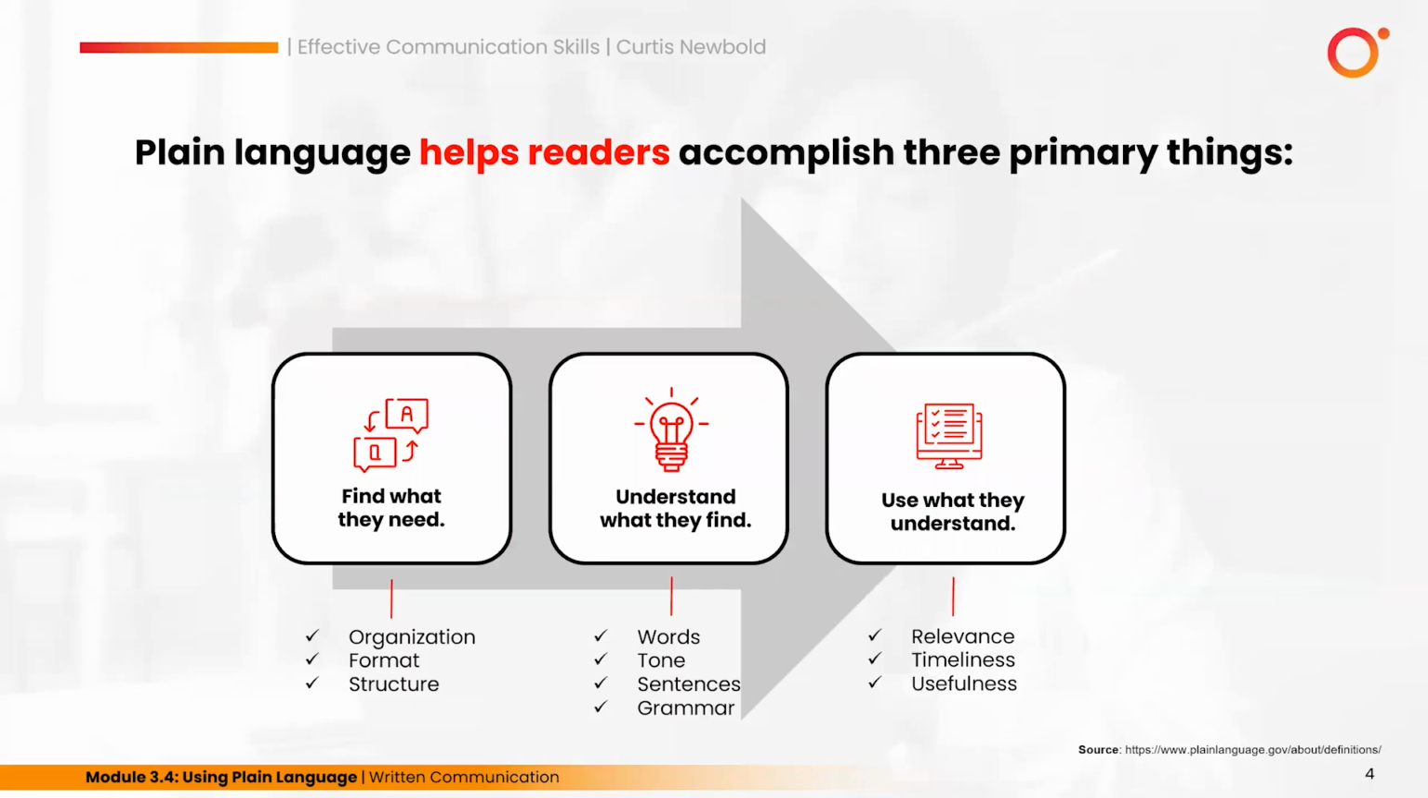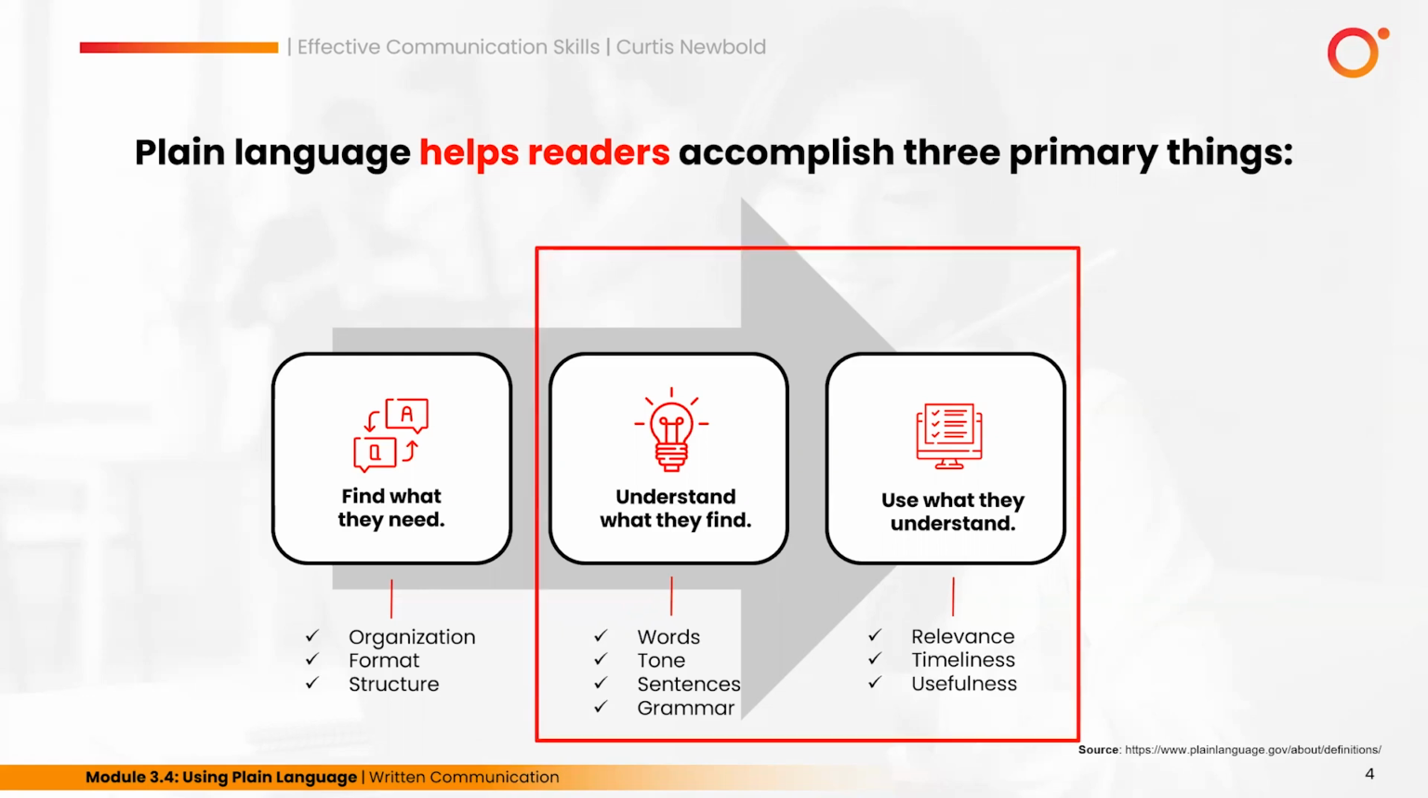Okay, so plain language helps readers accomplish three primary things. First, find what they need through organization, format, and structure, which we just covered in the previous two segments. But then it also helps them understand what they find, and third, use what they understand. That's what we're going to get into in these next two sections in 3.4. So we're talking about the specific words, tone, sentences, grammar, and then making it relevant, timely, and useful to our audiences. So that's what plain language is, and this is what it accomplishes.